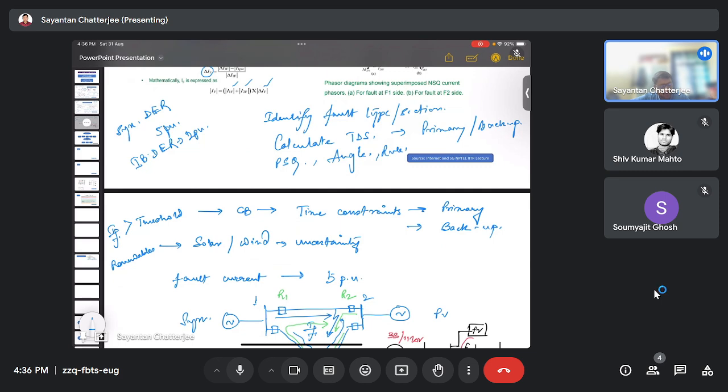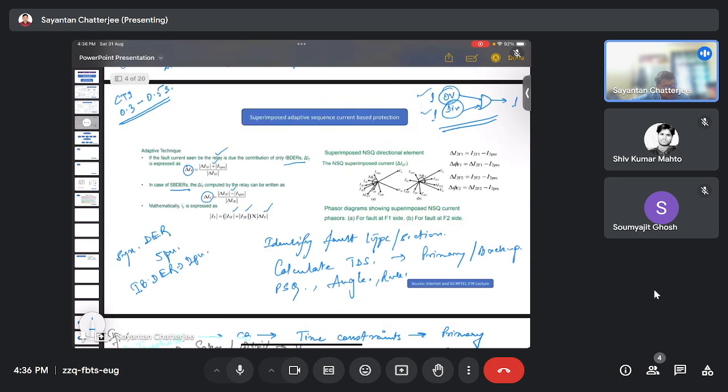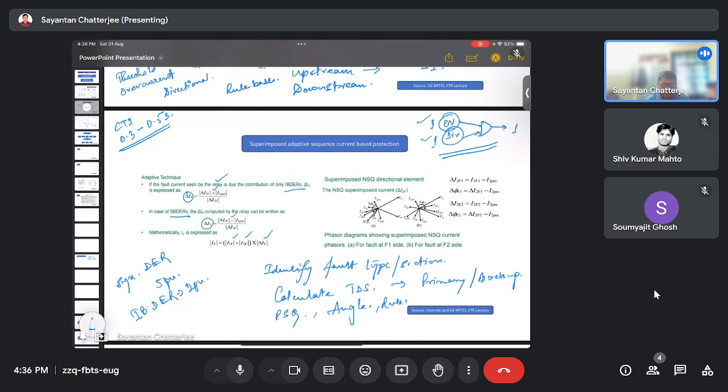We can also find some hardware tests were already done, and based on those hardware tests we can see the superimposed adaptive sequence current based protection scheme. The protection scheme that is being designed is based on both the overcurrent part as well as the directional part. Again, this is for the superimposed negative sequence component. Here we are mostly emphasizing on I2, all these phase angles and the fault currents that are calculated.